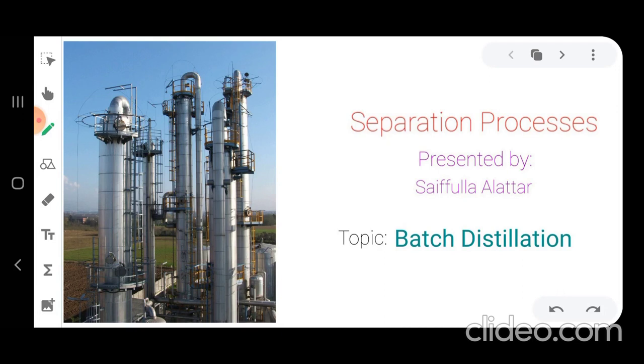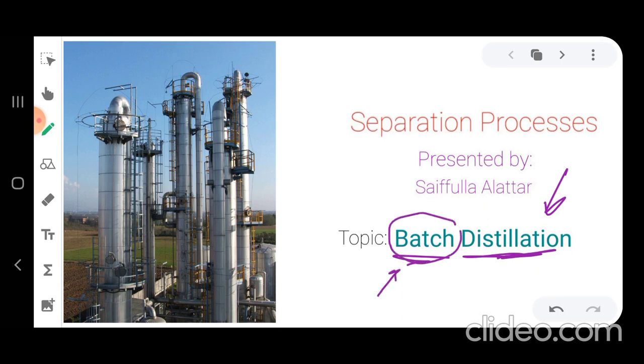Today our topic is batch distillation. So we are still talking about distillation, which is a method of separating two or more components based on the difference in the boiling point. But now we will talk about batch. What do we mean by batch?